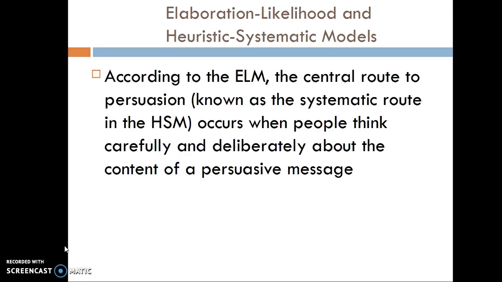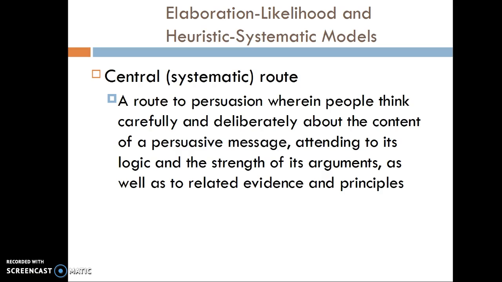So according to that first theory, the elaboration likelihood model, the central route, which is really the same thing as the systematic route in the heuristic semantic model, happens when people think carefully and deliberately about what the content of the message is. So by central, they mean you're actually mentally processing it. So here we have again the central route, and these next few slides are going to relate to number 19 and 20 on your study guide, definitely.